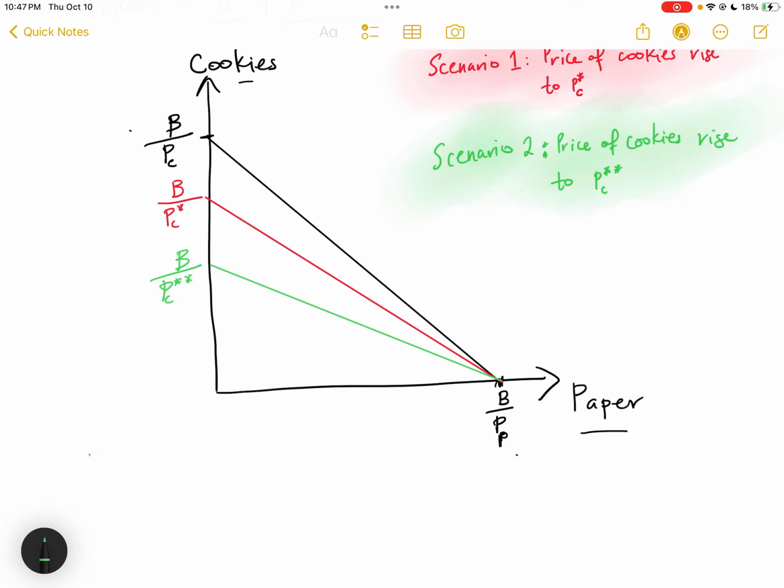So what can we afford now? Shaded in green, this is what we can afford right now. So what did we lose? We lost all of this dotted area. We lost all of it. That is going from scenario 1 to scenario 2, right? We've lost the green dotted area, and we can only afford the green shaded area.